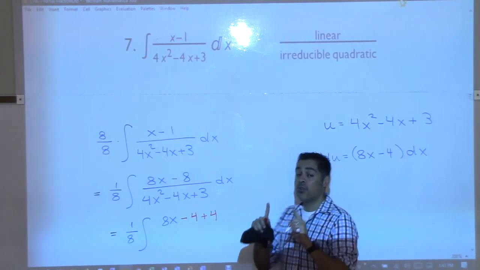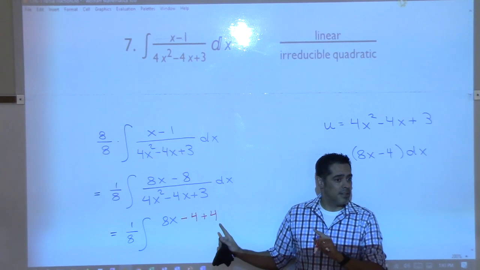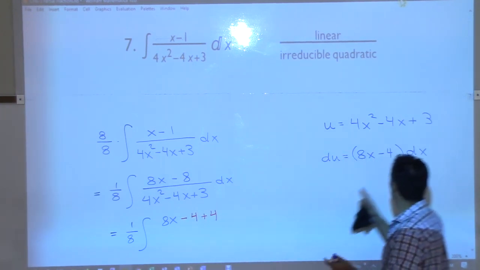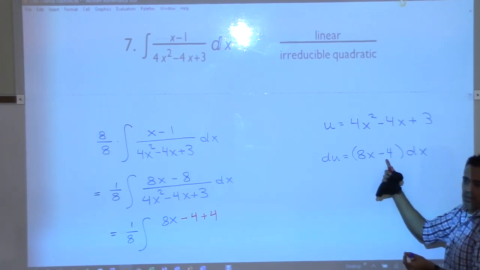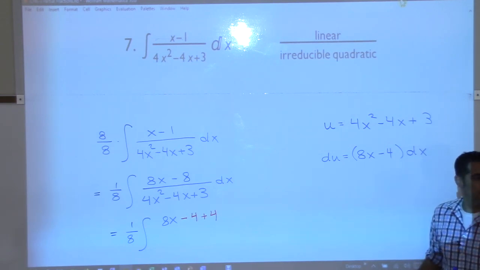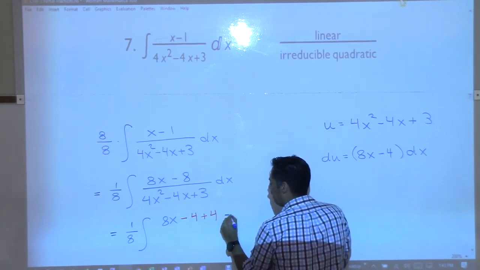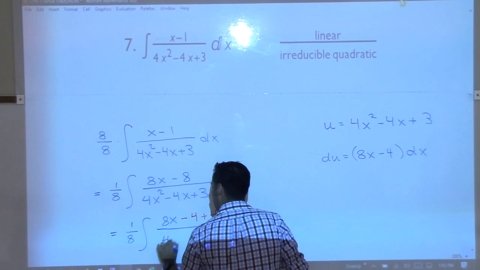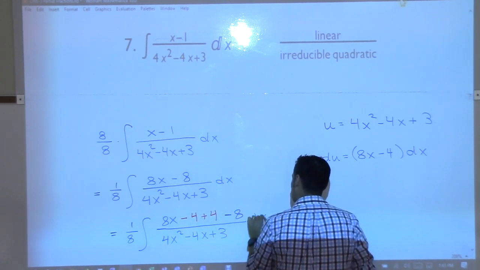Because whenever we do completing the square, I said always put plus then minus. But here I did the minus before the plus. Why? Because I want minus 4, so I put the minus 4 before the plus. Everyone agrees that's a 0. I haven't changed the problem. But what do I still have up here? Minus 8. And then all over 4x squared minus 4x plus 3 dx.